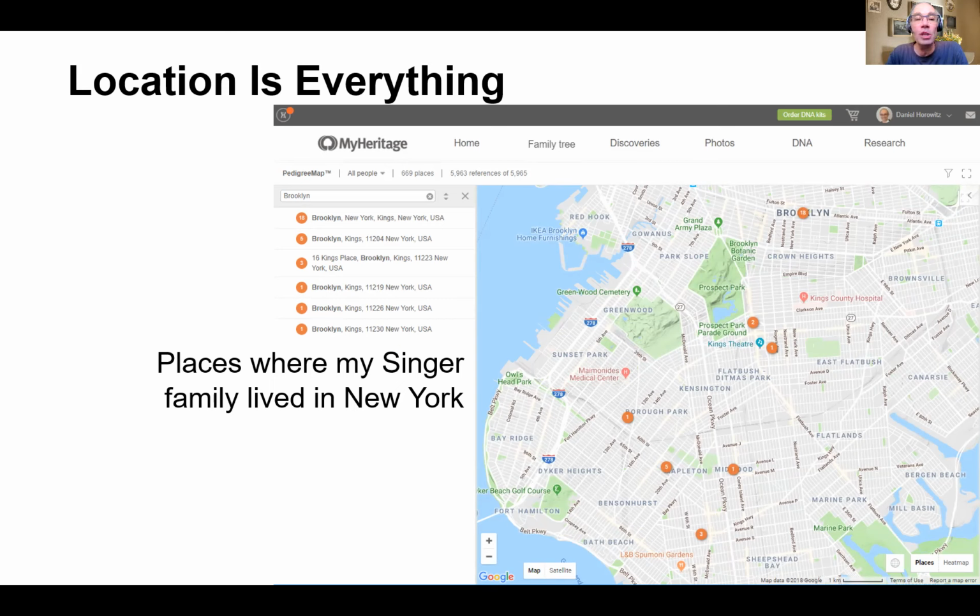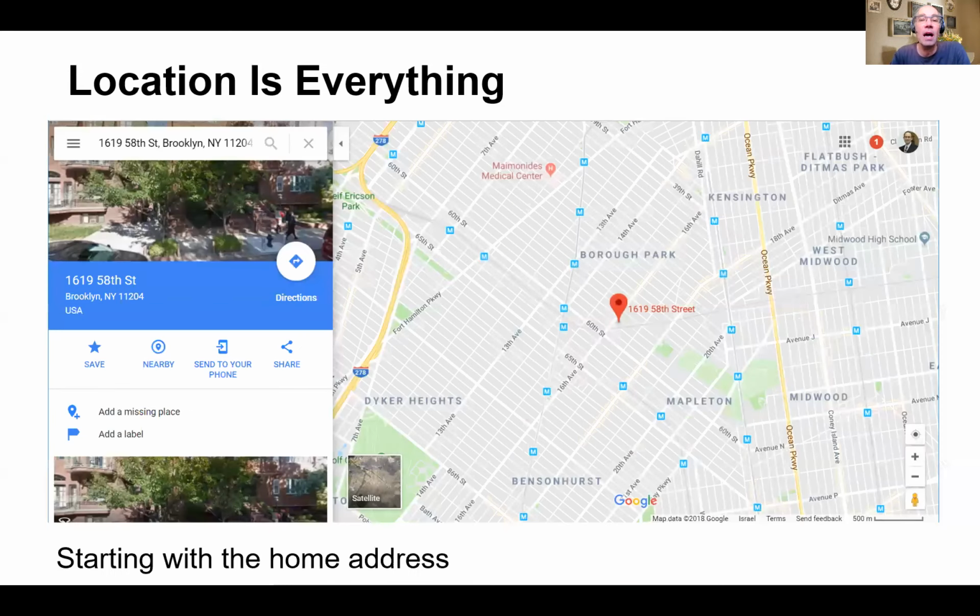So by searching in the Brooklyn area, I got all the locations of my family. I also know that Max and Molly were actually living in Kings Borough, or Brooklyn Borough and Kings area. So I knew exactly the address I needed to look for. It is 1619 58th Street in Brooklyn, New York.